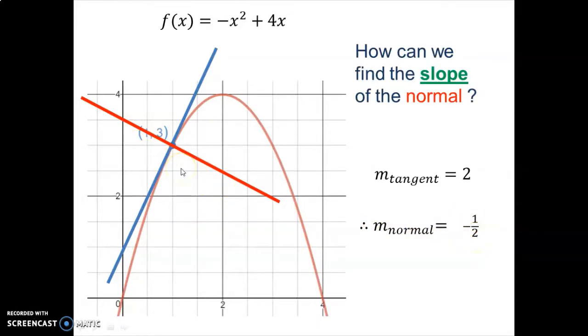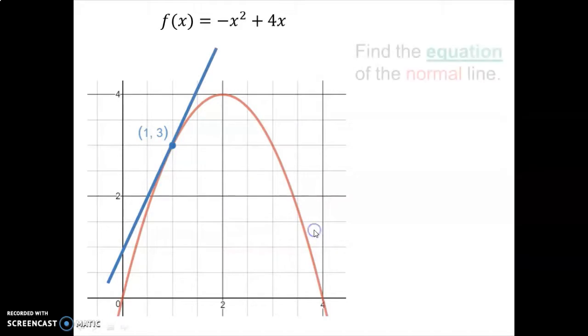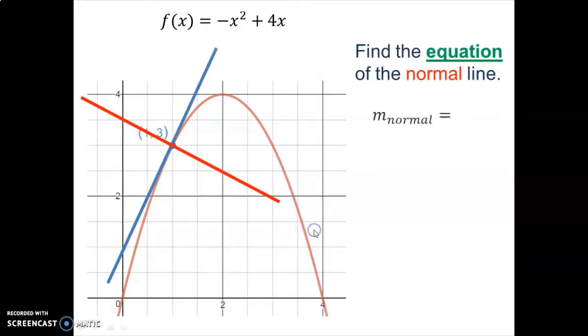Okay, so we're back to where we started. We have a line, this red line. We know the slope of it. We want to find the equation of it. But to find the equation of any line, we need the slope and a point. And we have a point because it's the same point we used for the tangent. So how are we going to find the equation of the normal? We have the normal slope and we have the point which we discovered before.